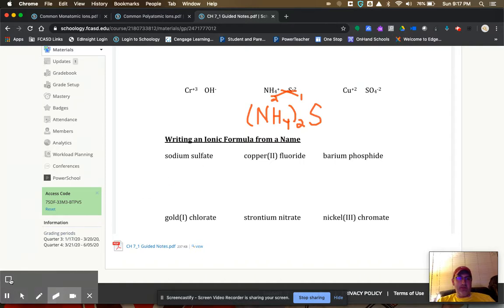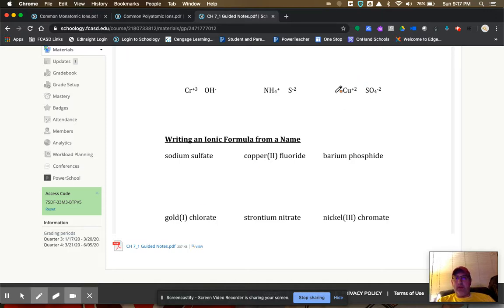Okay, now let's take a look at the next one. Let me erase this real quick. Now here's one, and I mentioned this a little bit last class, but if you already have equal and opposite charges, so we have a +2 and we have a -2, you don't have to do the crisscross method. They already are equal and opposite. So you have 1 of each, and you just have to write it accordingly. So really, just put these together and take out the charges.